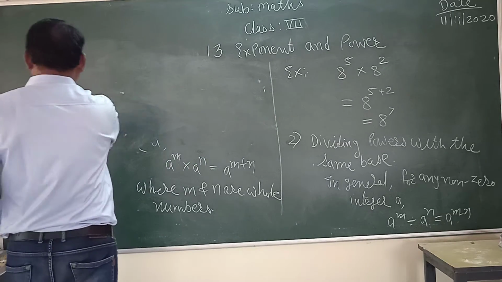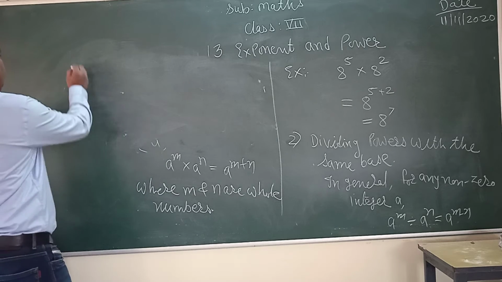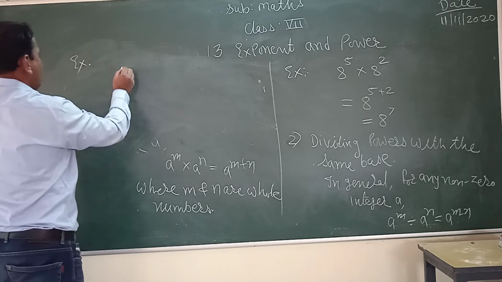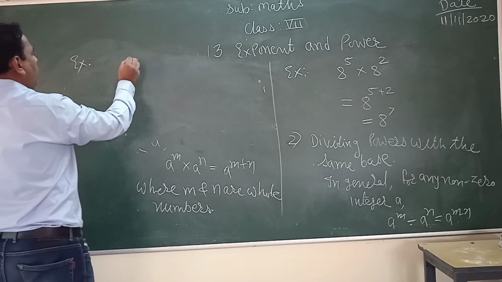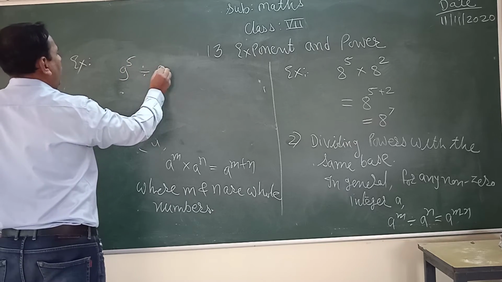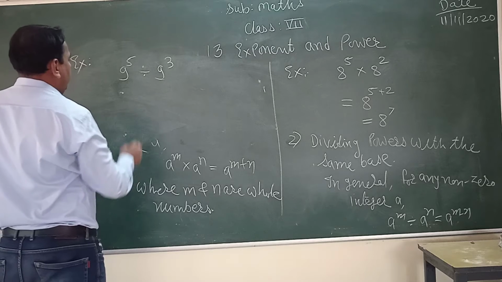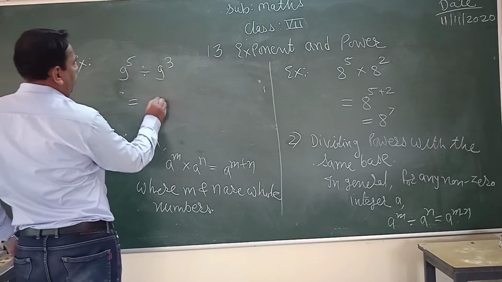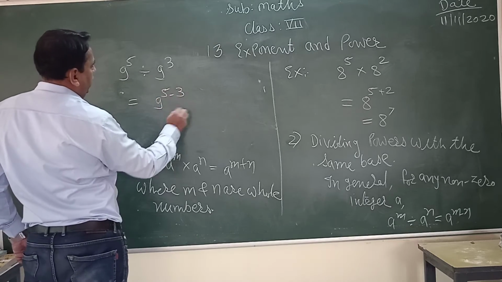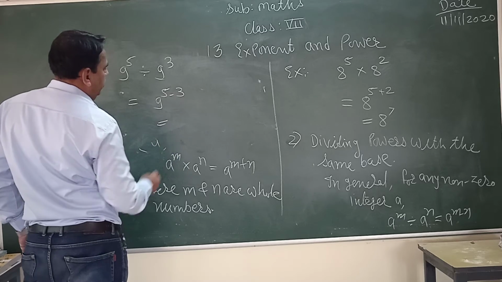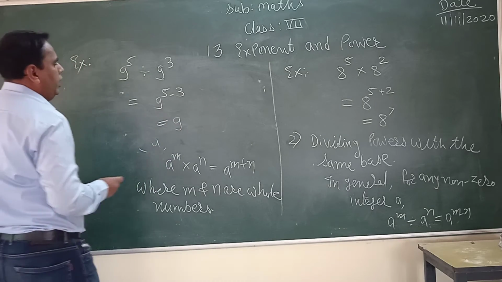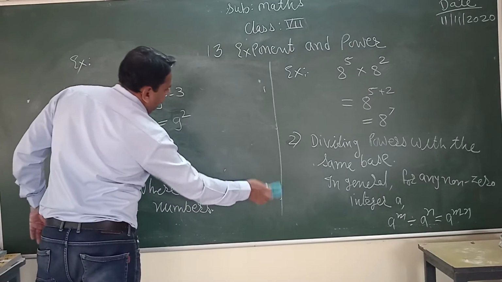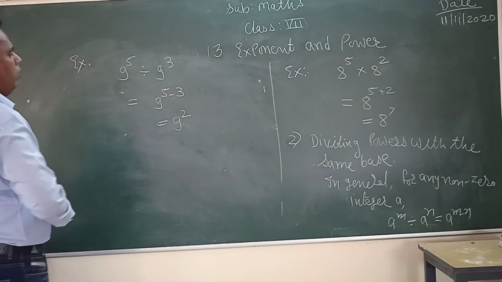Now we see an example related to this law. 9 to the power 5 divided by 9 to the power 3. Here the base is 9 and the powers are 5 and 3. We do subtraction of these two powers, 9 to the power 5 minus 3, which means 2. We get 9 to the power 2.